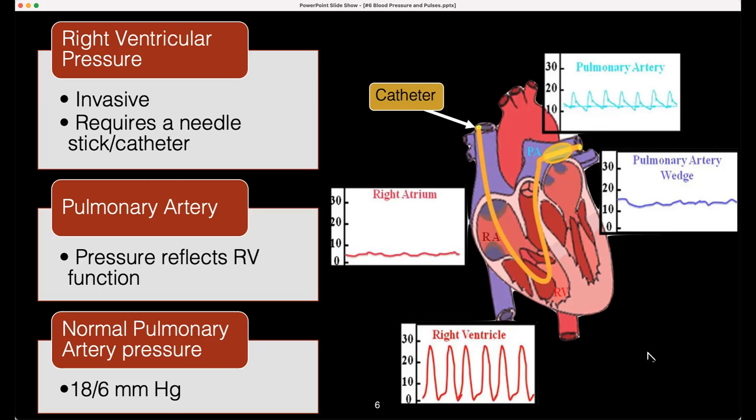This is not routinely done. There are certainly complications associated with a pulmonary artery catheter, including rupture, and that is not a totally uncommon occurrence. And when that does rupture, usually death ensues. Usually patients bleed to death, unless you're in the operating room and can quickly repair it.